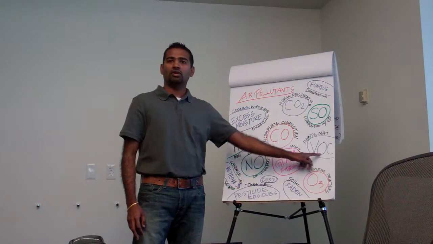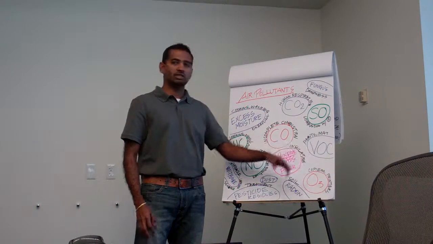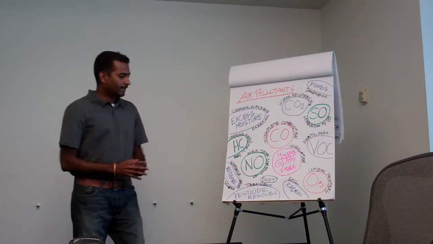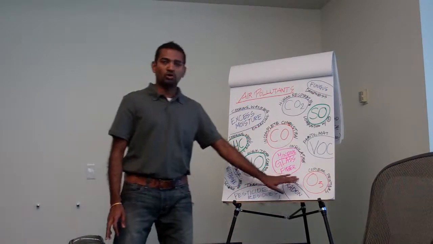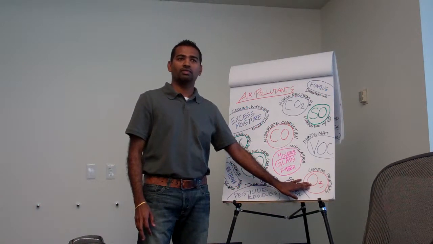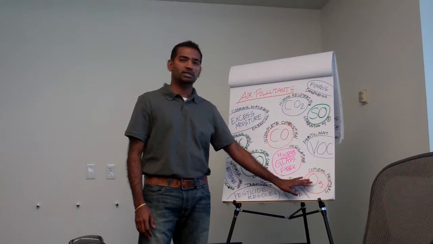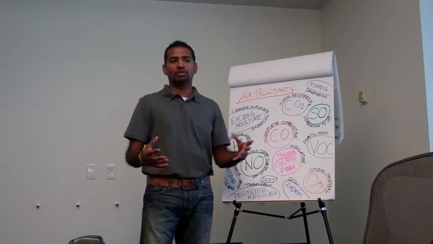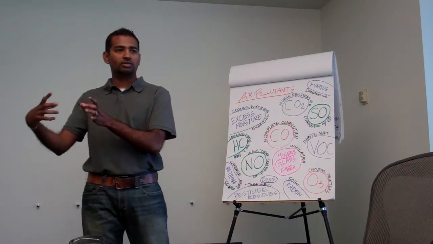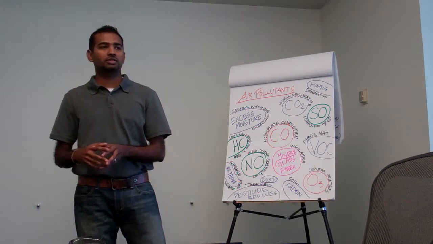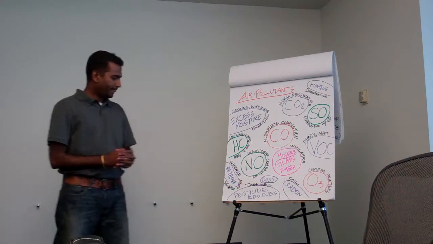VOC is something that we're all used to, the paints and different finished materials. And ozone, O3, is from photocopiers and printers. So that's the reason why LEED has an indoor chemical pollutant source control credit to block off all those things.